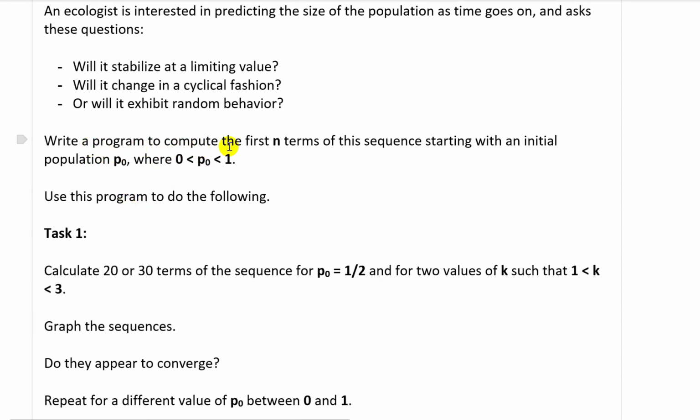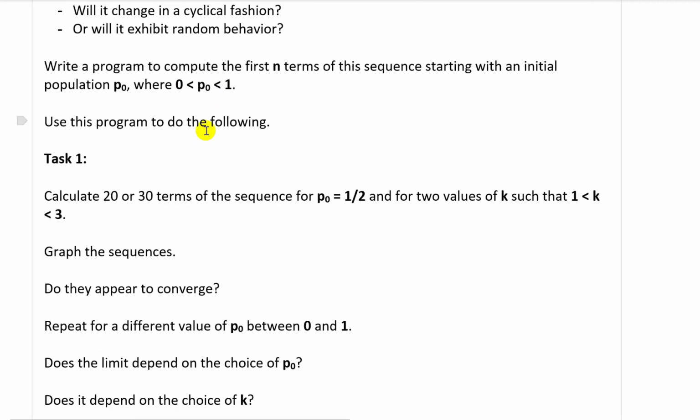So write a program to compute the first n terms of the sequence starting with an initial population P0, where P0 is between 0 and 1. So that's the population that we're given. And it states, use this program to do the following.